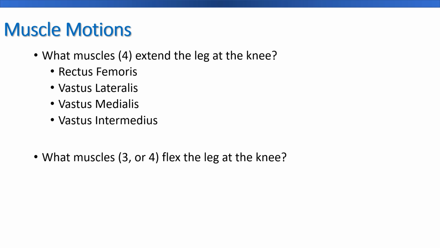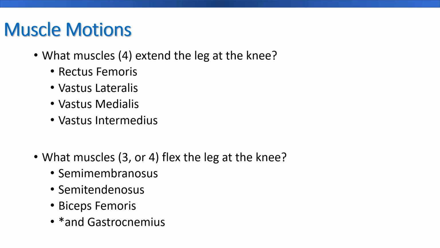And then what three muscles, I put four here, but what three muscles are going to flex the leg at the knee, cause it to bend? Those are going to be the muscles that are on the back of the thigh. And these are going to be the semimembranosus and the semitendinosus and the biceps femoris. Those three make up the hamstring. Now we could include the gastrocnemius here because the gastroc does cross from the tibia to the femur, and when it shortens, it will cause the knee to bend as well. But we absolutely want you to know that the hamstrings and the quadriceps are antagonistic of each other.